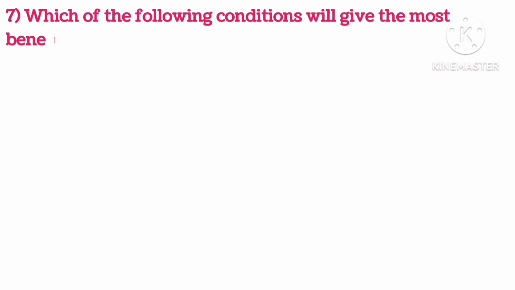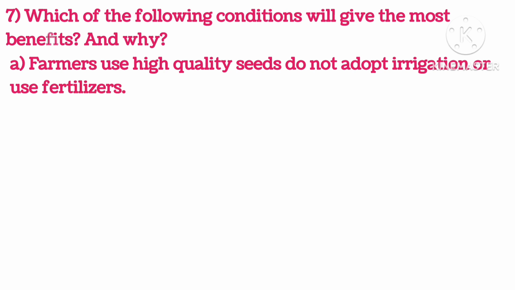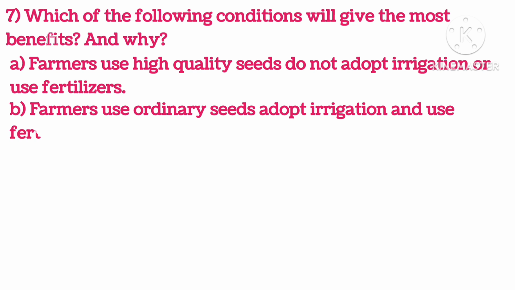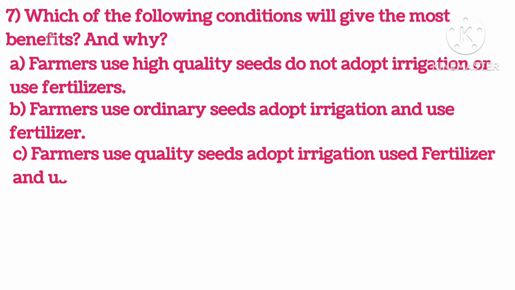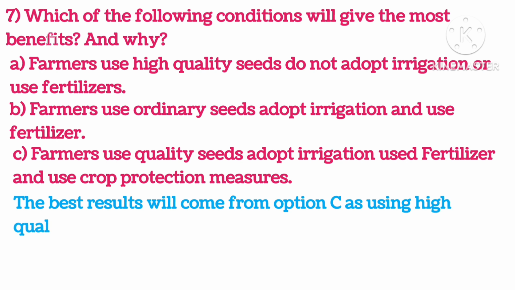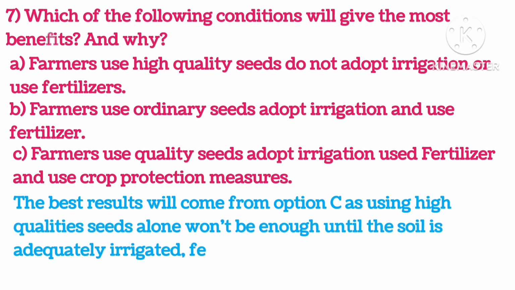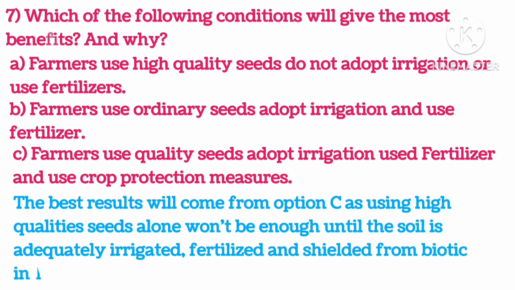Which of the following conditions will give the most benefit and why? A. Farmers use high quality seeds, do not adopt irrigation or use fertilizers. B. Farmer uses ordinary seeds, adopts irrigation and uses fertilizer. And C. Farmer uses quality seeds, adopts irrigation, uses fertilizer and uses crop protection measures. The best result will come from option C, as using high quality seed alone won't be enough until the soil is adequately irrigated, fertilized, and shielded from biotic influences.